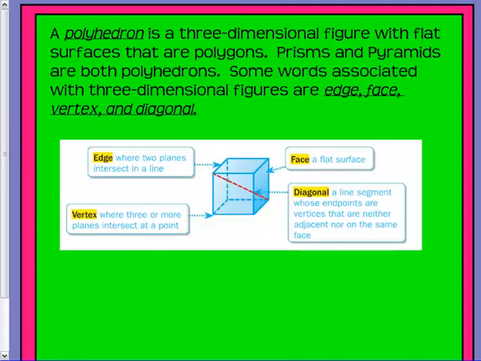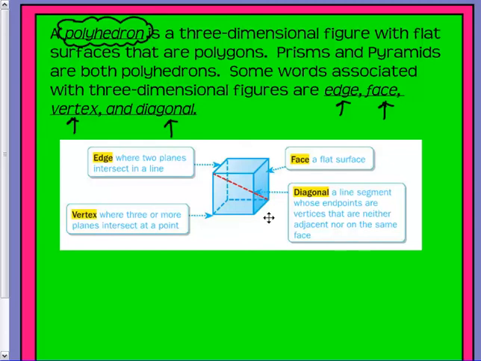A polyhedron. All right, so let's look at this one. A polyhedron is a three-dimensional figure with flat surfaces that are polygons. Prisms and pyramids are both polyhedrons. Some words associated with these three-dimensional figures are edge, face, vertex, and diagonal, okay?